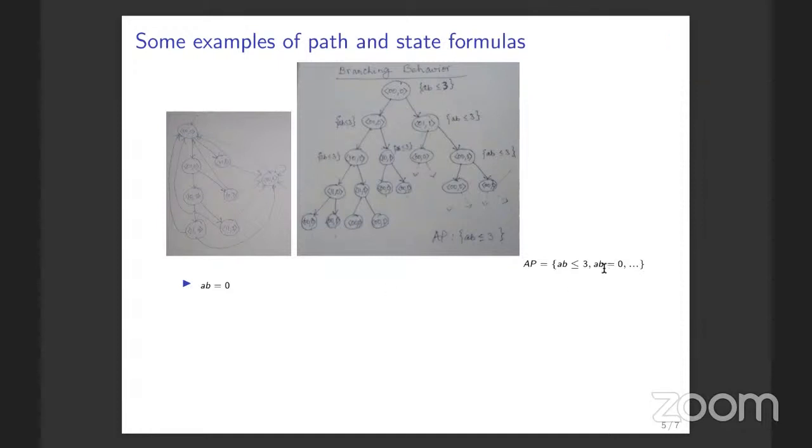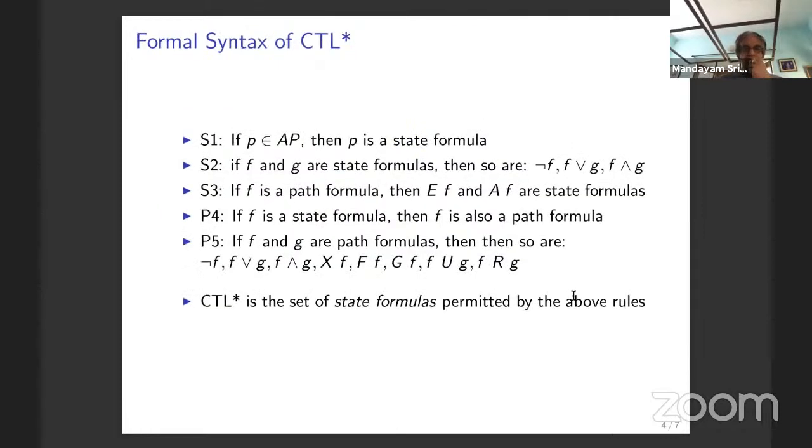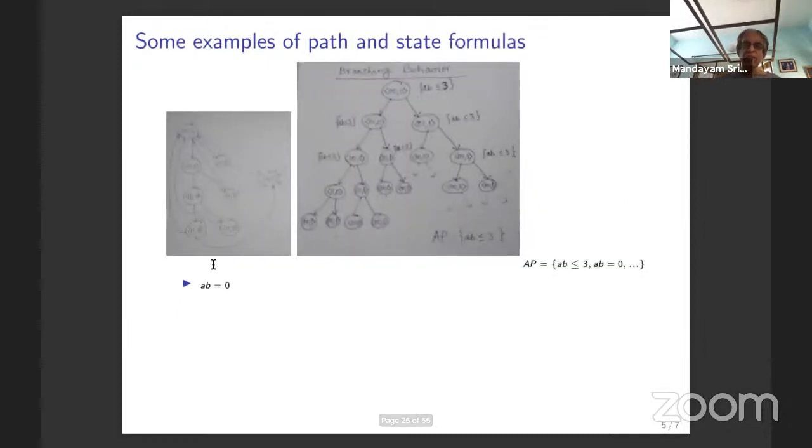I have two kinds of state formula, because it's part of AP. Yeah, it's certainly a state formula, but I've also said in rule P4, if F is a state formula, F is also a path formula. Since this is a state formula, intuitively it is obviously a state formula, because you can tell if it's true of a state or not. But the way we have defined the syntax is every state formula is also a path formula. Okay, so it is also a path formula.